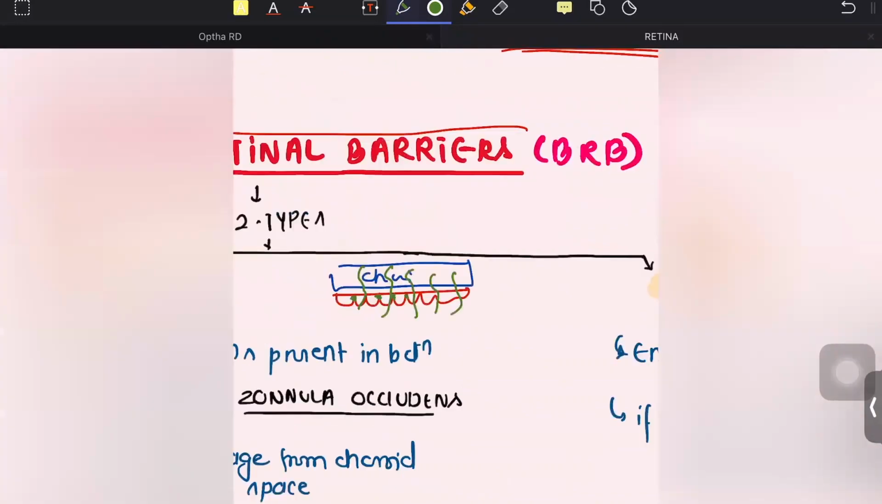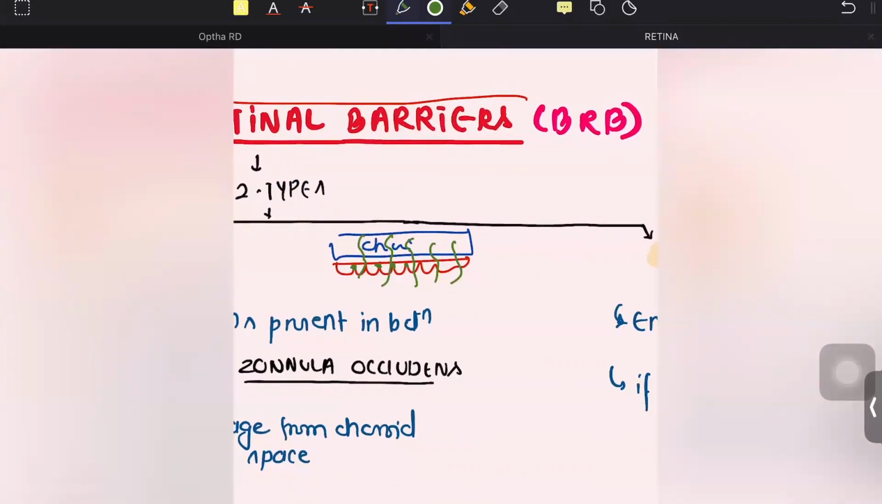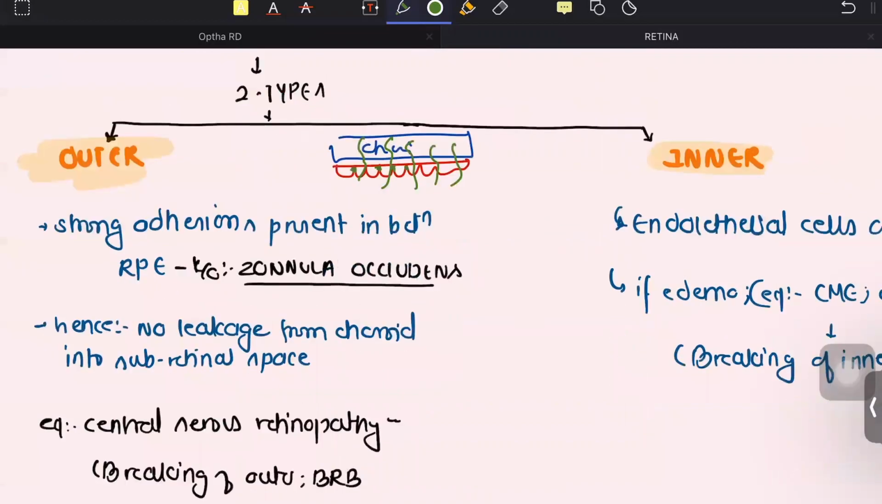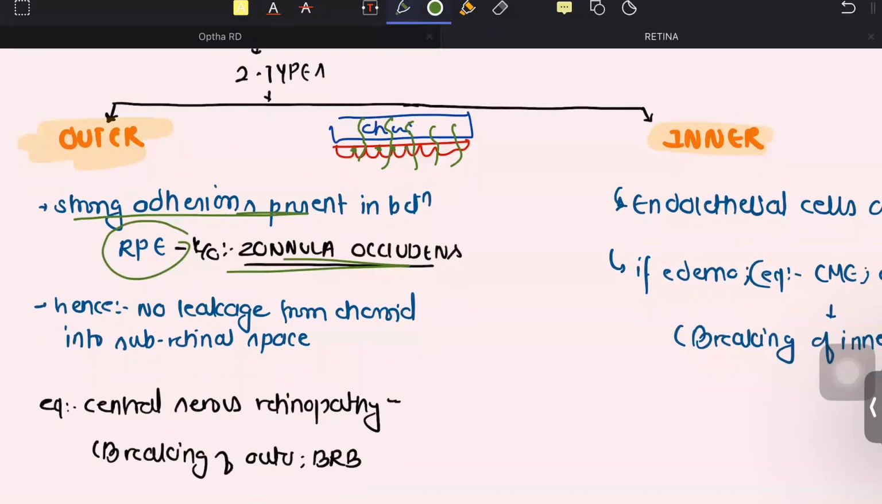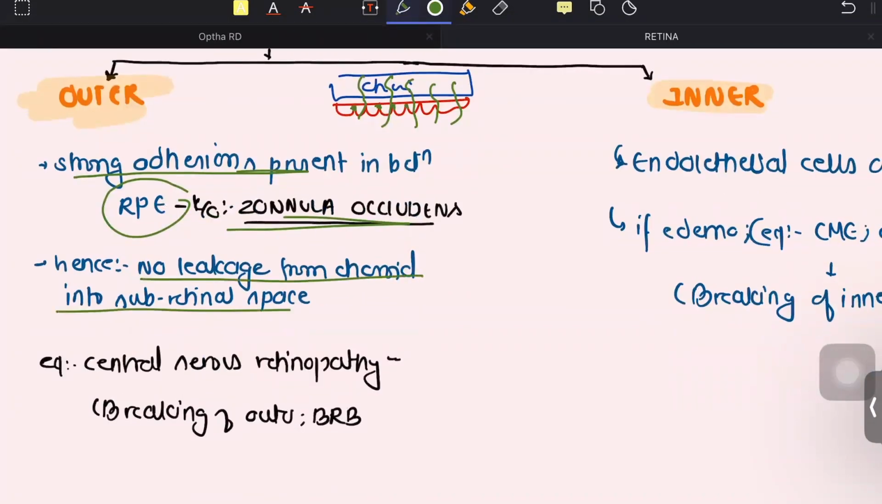So this is called your outer blood retinal barrier. The outer blood retinal barrier is formed due to the strong adhesion present between the retinal pigment epithelial cells. It is called zona occludens. So no leakage from the choroid occurs into the subretinal space because of this barrier.